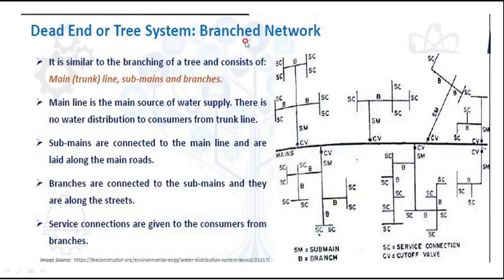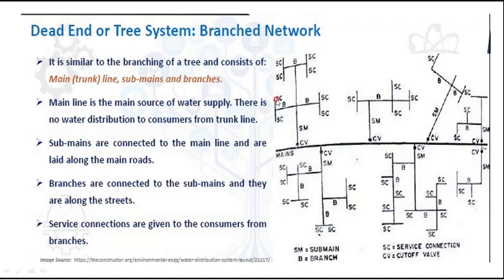This one is a dead end system. It is also called a tree system or branch network. You can see this is the mains. Mains means large diameter pipe, not conduits. Conduits are very large diameter pipes. Mains means from the treatment plant water is coming like this, and from here it will divert and go, and here it will supply some houses, and after that it will again divert, and supply some houses, and it will again divert, stop. It is a dead end.